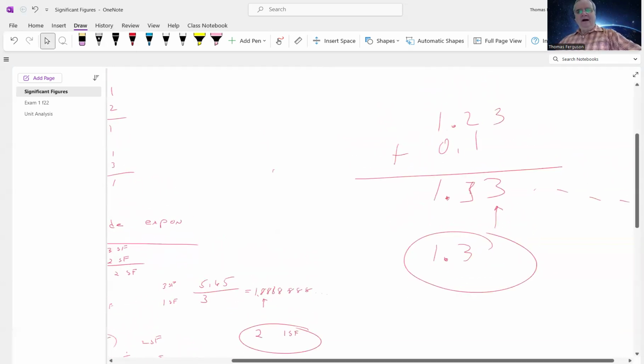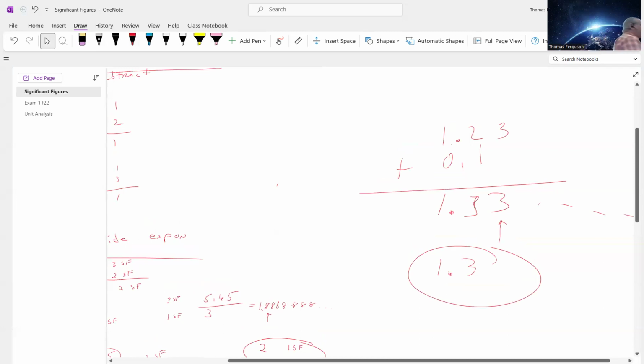Okay. All right. Are there any questions about adding, subtracting? And again, I'm going to really de-emphasize that in terms of we're just not going to be using it very much, but that's how you do it if you're going to be using it.